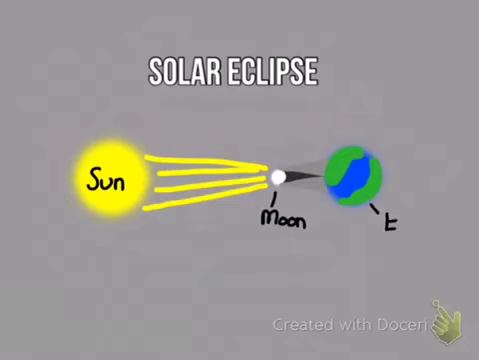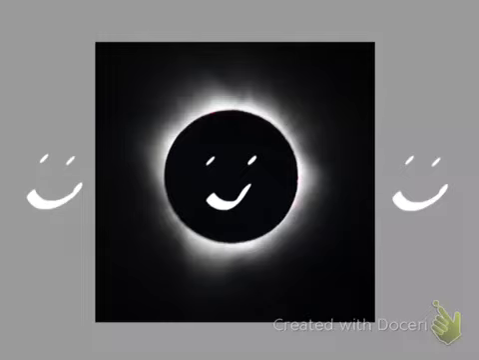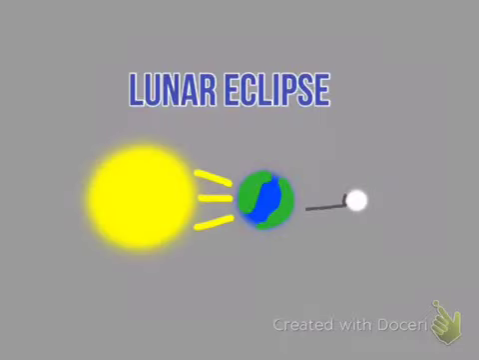Good job. So here's the layout of the solar eclipse. Now would be a good time to look at the umbra and the penumbra. That's what it looks like. And here's the layout of a lunar eclipse. Notice the umbra and the penumbra again. This is what it looks like.